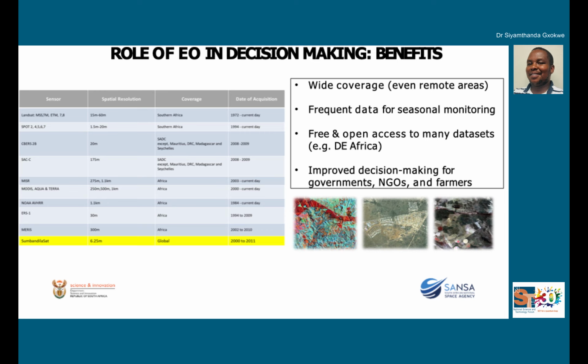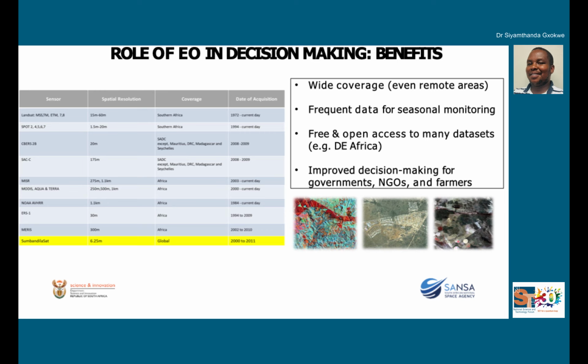So with all this data, we are able to monitor wide coverages. What you would also notice with the traditional approaches is that when you go into some areas, they might not even be accessible. For example, if you want to monitor areas that are very remote, it becomes difficult for people to reach.